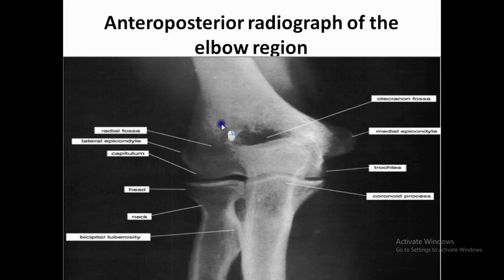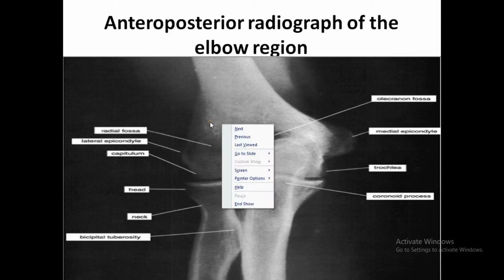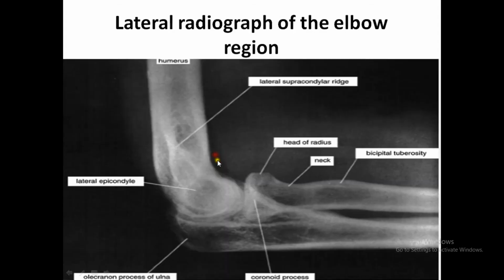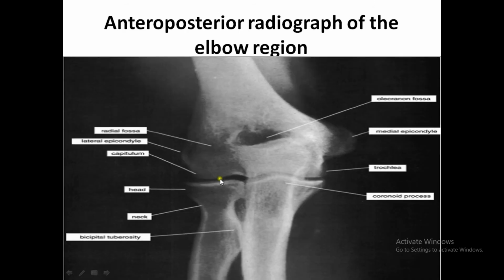This is the anteroposterior radiograph of the elbow joint. Since the elbow joint is formed between the humerus, radius and the ulna.